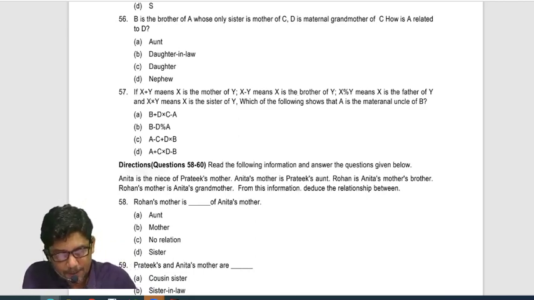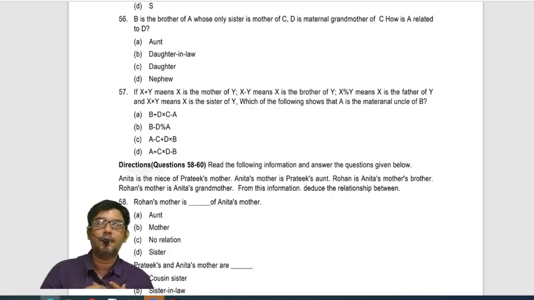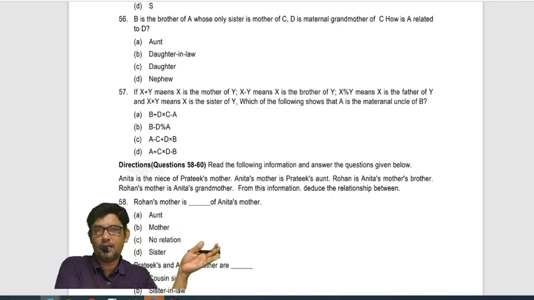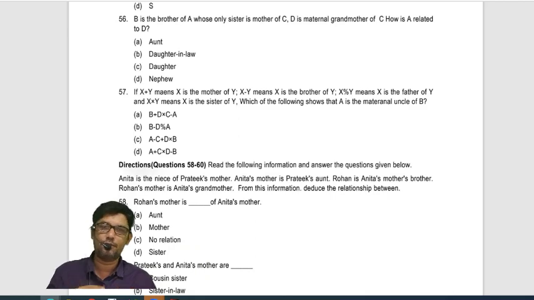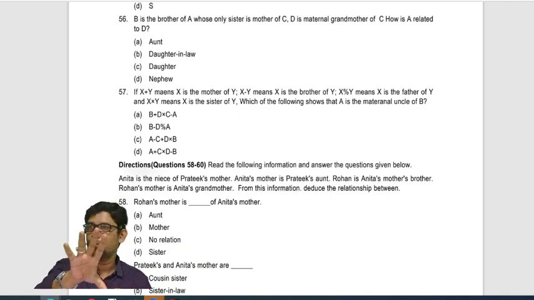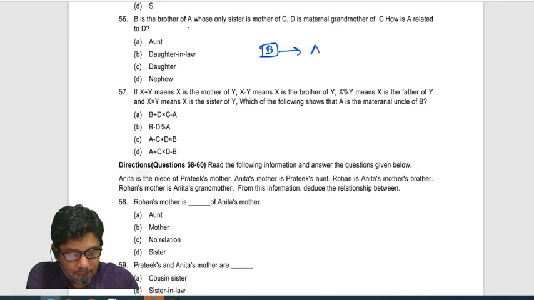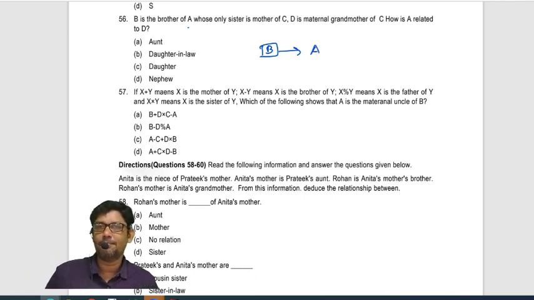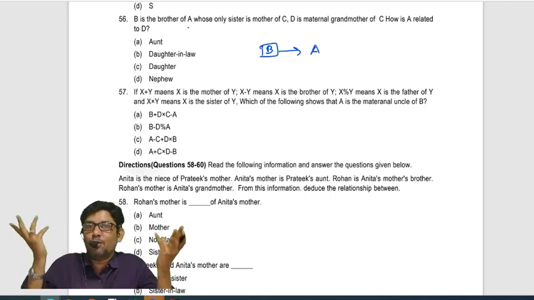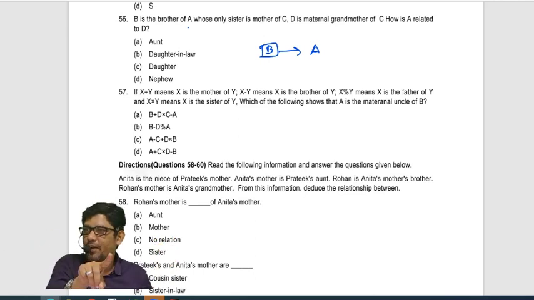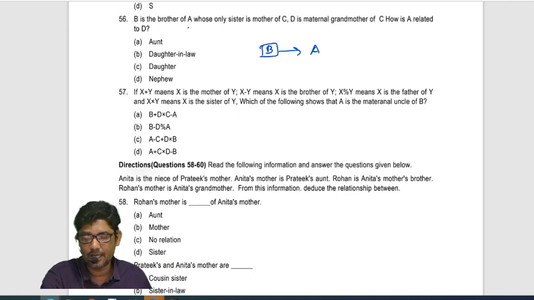Now look at this. See guys, every faculty has a different approach. My approach is different, so don't get confused. You follow the approach whichever you are comfortable with. B is the brother of A. Okay, immediately what will I do? B, box, right? Brother of A. Now should I put box or circle for A? No. Why? Sir, I don't know the gender, sir. B is brother of A means I know the gender of B, so I'm putting it in a box. A, I don't know the gender. Next step.